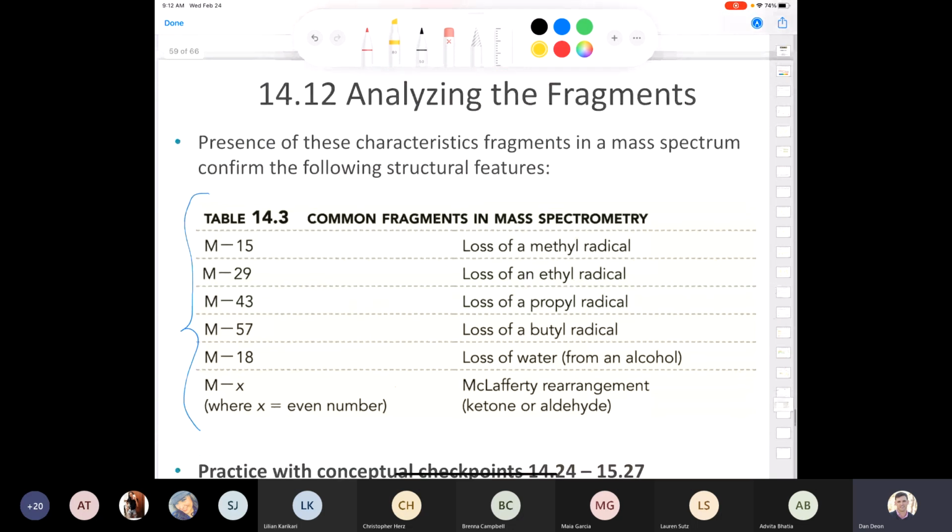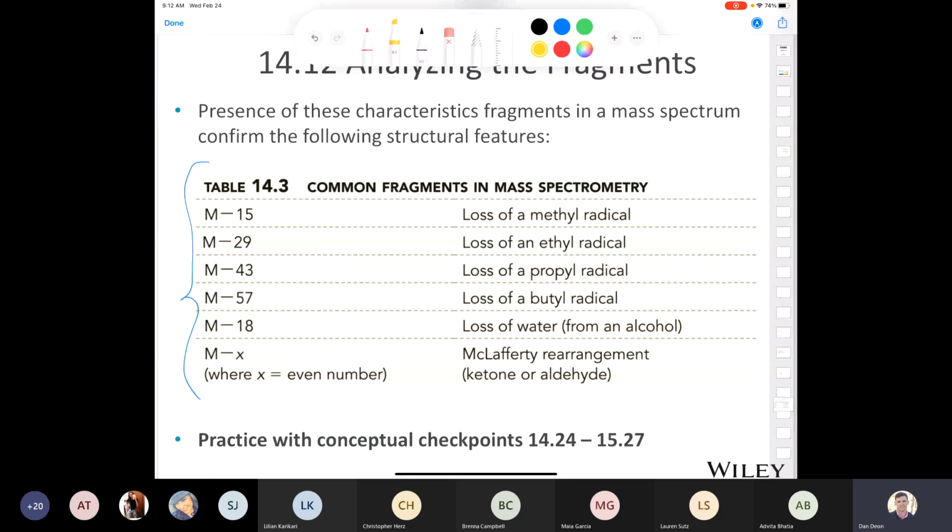So there you go. Here are the common fragments that we're going to use. There are hundreds of different fragments that you could memorize. These are the ones you need to know for our class. This is an introductory course to organic chemistry. You don't need to know everything under the sun. So loss of 15 is a methyl, 29 is an ethyl, 43 is a propyl. And when it says propyl, it could be an isopropyl too. 57 is a butyl. That means it could be a butyl, a tert-butyl, an isobutyl, a sec-butyl.